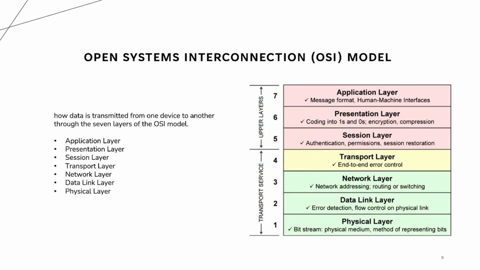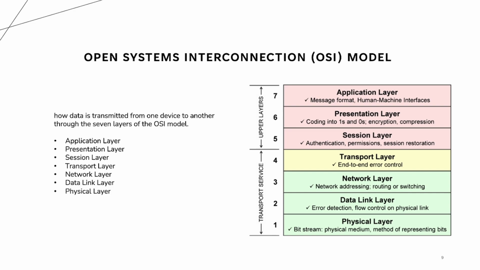Firstly, we talk about the Open Systems Interconnection, OSI, model. The OSI model is a conceptual framework that standardizes the functions of a communication system. It consists of seven layers, each responsible for specific tasks in network communication. The layers are the application layer, presentation layer, session layer, transport layer, network layer, data link layer, and physical layer.